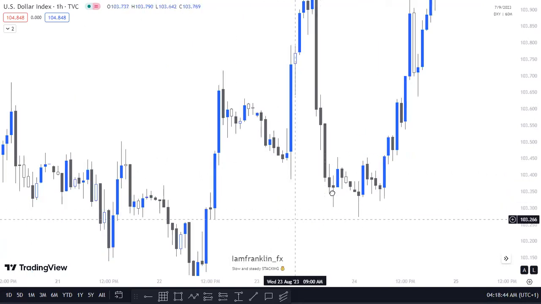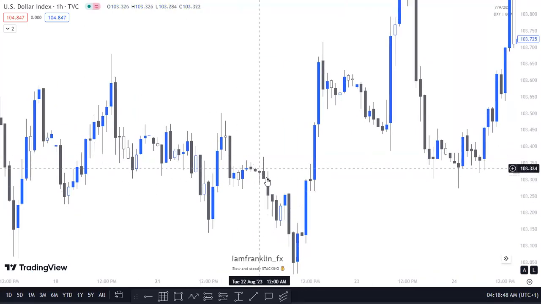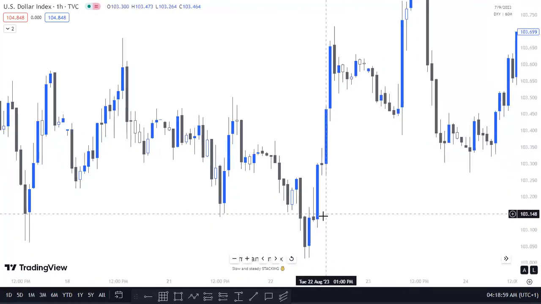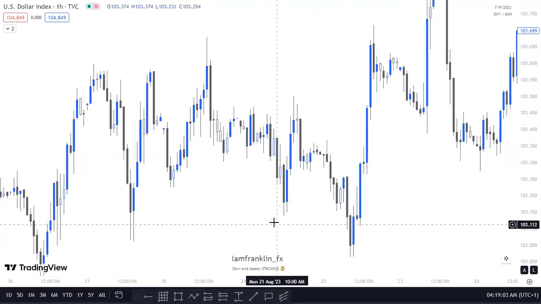Okay, I'm trying to look for the hammer. You can see this candle here is a hammer. This also is a hammer. This is a typical example of a hammer. This is also a typical example of a hammer. You can see how long the wick is and how small the body is.